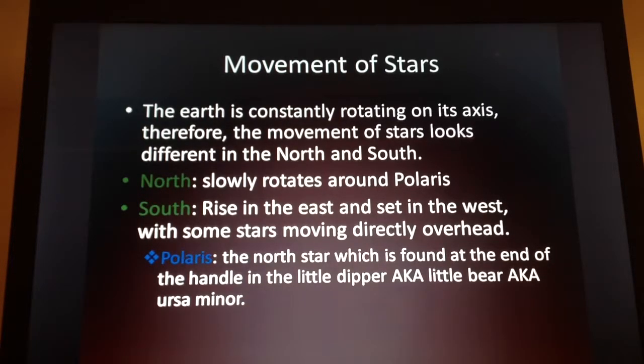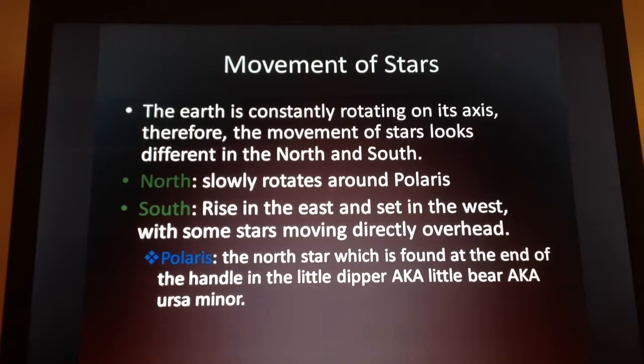Now let's talk about the movement of stars. The Earth is constantly rotating on its axis, so the movement of the stars looks different depending on where you are. So in the north, it looks like stars slowly rotate around Polaris, which is the North Star, and it's the brightest. It's found at the end of the handle in the Little Dipper, which can also be called the Little Bear, but its scientific name is Ursa Minor.